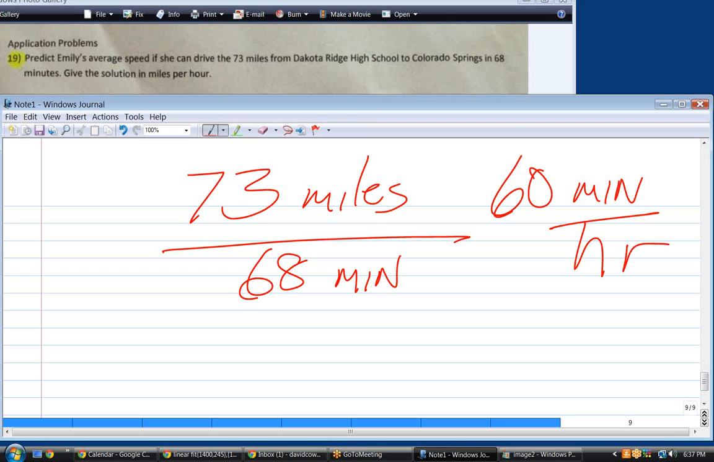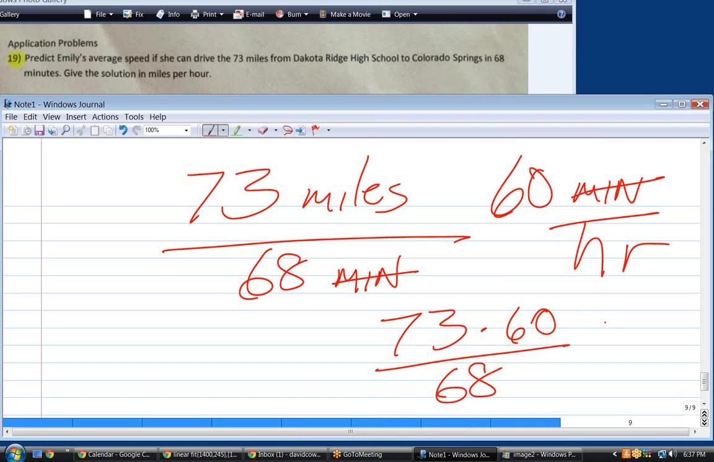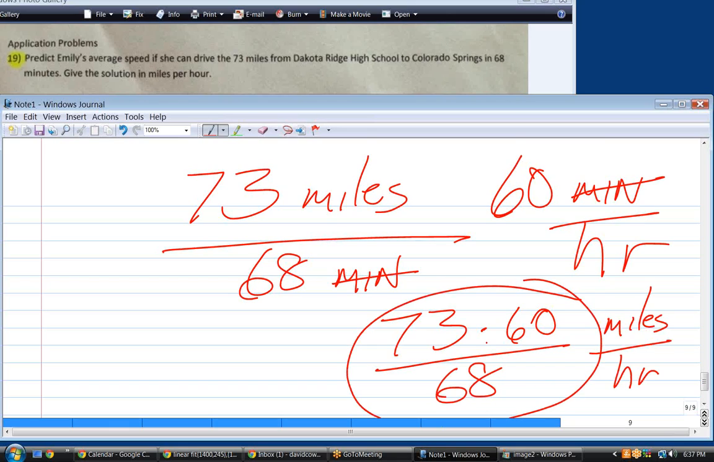Now, pay attention to the units here, because the units are what solves it for you. The whole goal is to convert it to miles in the numerator, hours in the denominator. I know I have the right conversion factor because the minutes cancel. What am I left with? Miles per hour. So I have 73 times 60 divided by 68, and the units are going to be miles per hour, which is what they've asked for. Whatever that number is, there is your answer.